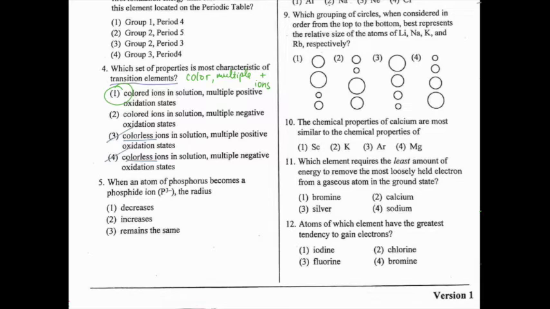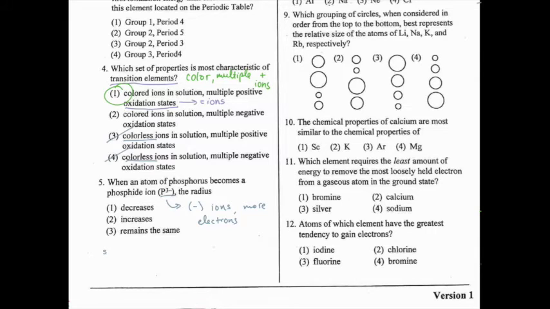Okay, number 5. When an atom of phosphorus becomes a phosphide ion, the radius what? So phosphorus becomes a negative ion. Now when you have negative ions, that means they're taking in more electrons. They're filling up the shell even more, so they're just going to expand a little bit more. So the radius increases when it becomes that negative ion.